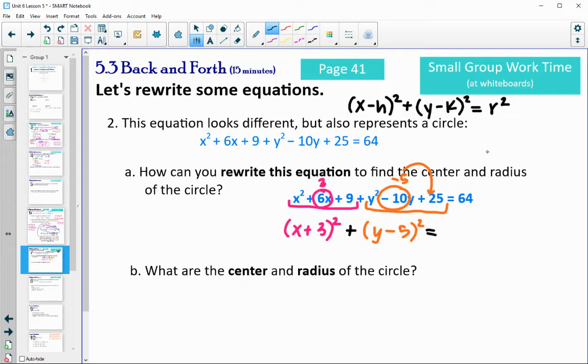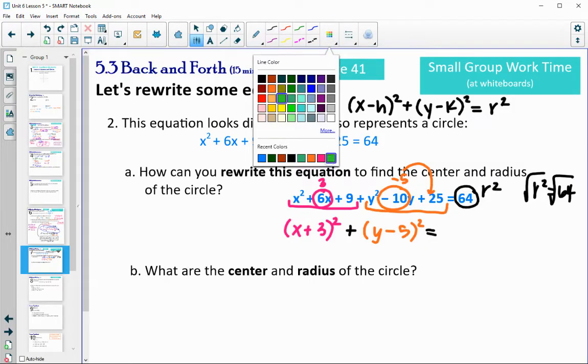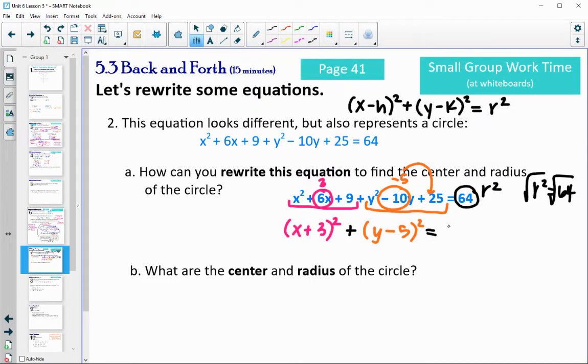And then equals, now remember, this is r squared. So what number squared gives us 64? Thinking of squaring backwards would be square rooting, if you're not sure. If you don't know what number it is, that's how you could type it in your calculator. So the square root of 64 is 8. So 64 is 8 squared.